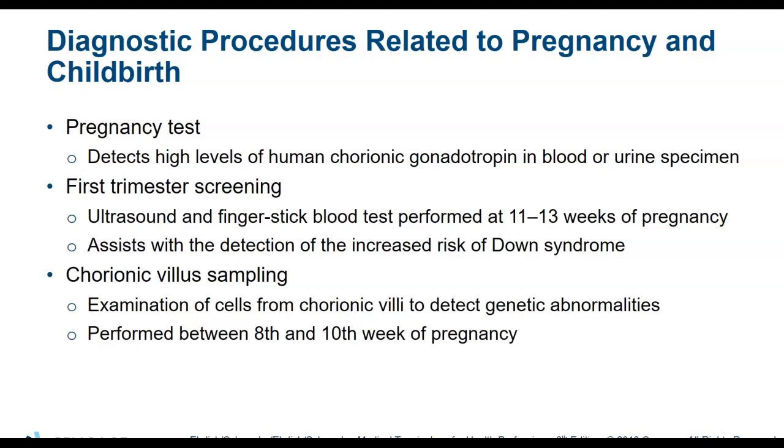So if there's a high level of the human chorionic gonadotropin, HCG, in the blood or the urine, that's going to indicate pregnancy.